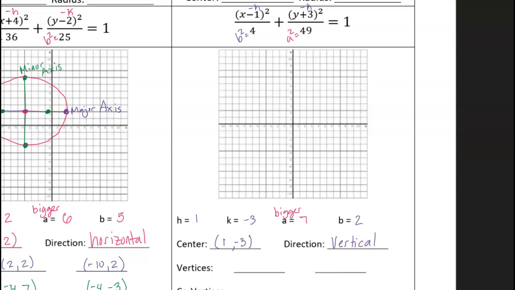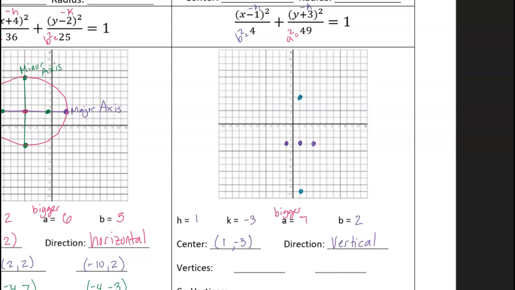So I'm going to plot the center. We have 1, -3. And I'm also going to use my semi-major axis to find my vertices. This is a vertical ellipse, meaning my vertices are going to be vertical from the center. So I'm going to count up and down 7. 1, 2, 3, 4, 5, 6, 7. And my co-vertices are to the left 2 and to the right 2.